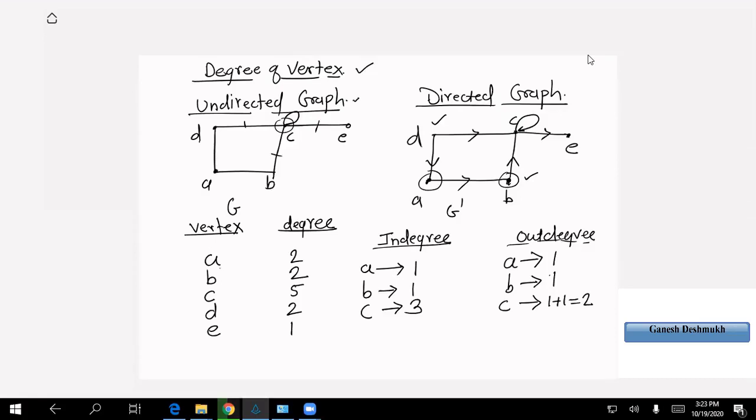Then what is in degree of vertex D? There is no edge coming at the vertex D, and hence in degree of vertex D is 0. Then what is out degree of vertex D? There are 2 edges going out from vertex D, and hence out degree of vertex D is 2. Then what is in degree of vertex E? There is 1 edge incident at vertex E, and hence in degree of vertex E is 1. Then what is out degree? There is no edge going out from vertex E, and hence out degree of vertex E is 0.